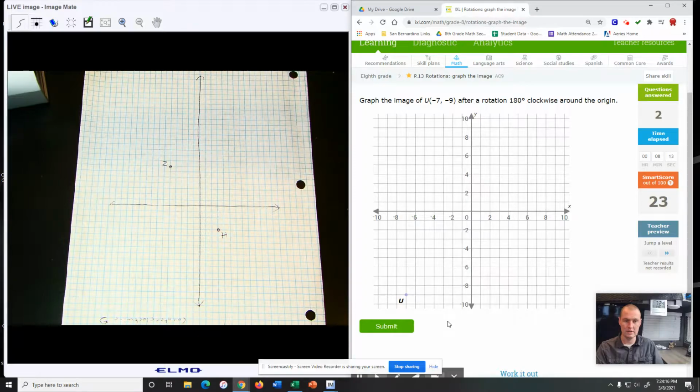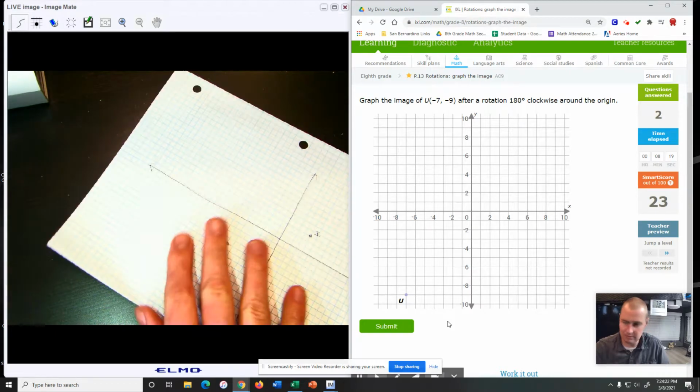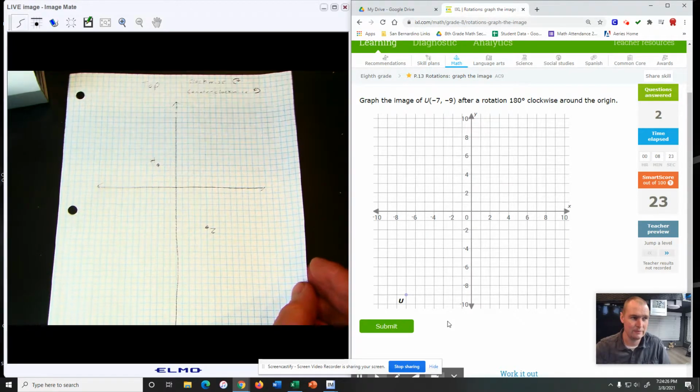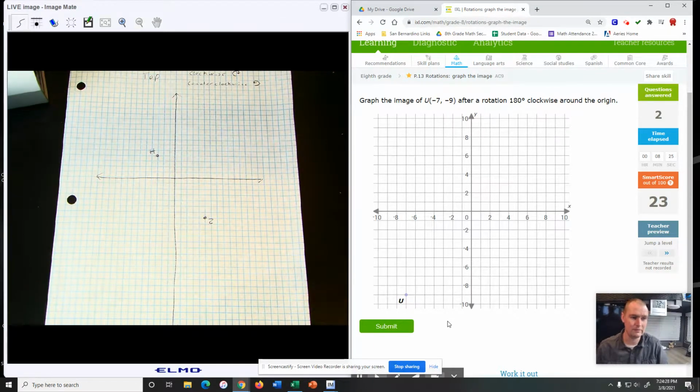All right, doing good. We're at 23 points. Starting to pick up a little pace here. We're going to go ahead and reset the graph paper. I'm going to put the top on top. So I'm going to go counterclockwise 180 degrees to put it back the way it was.